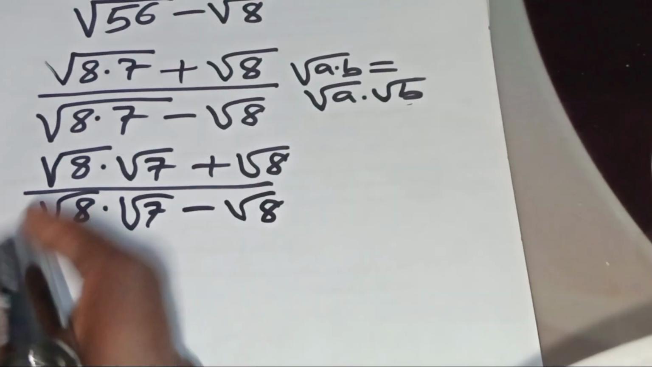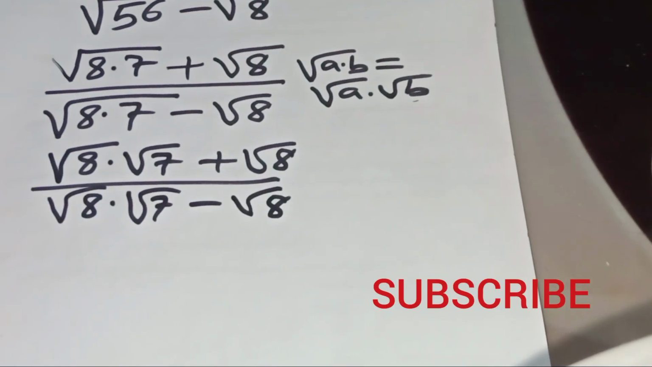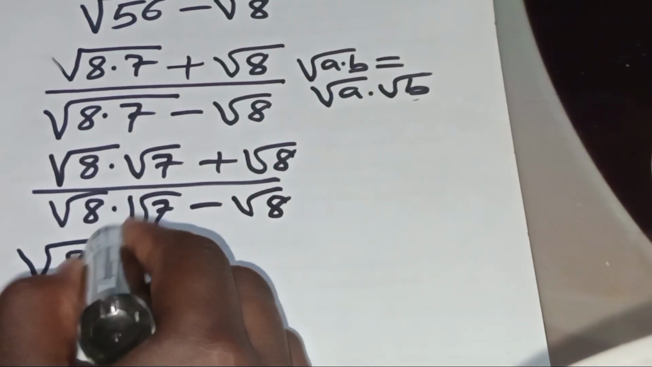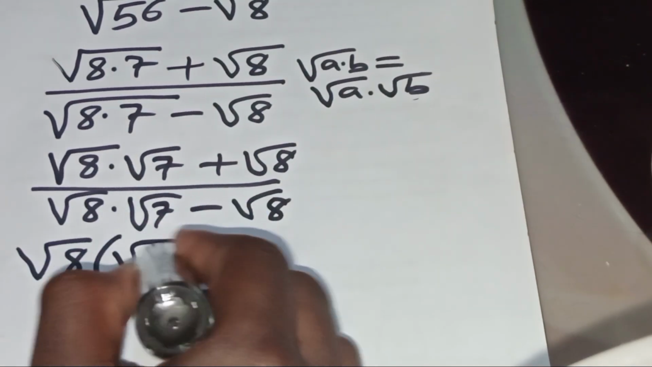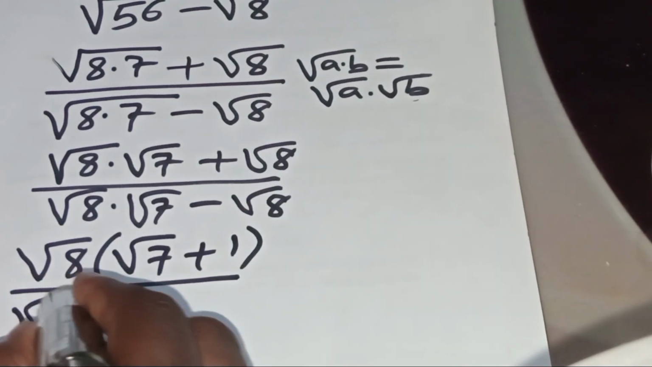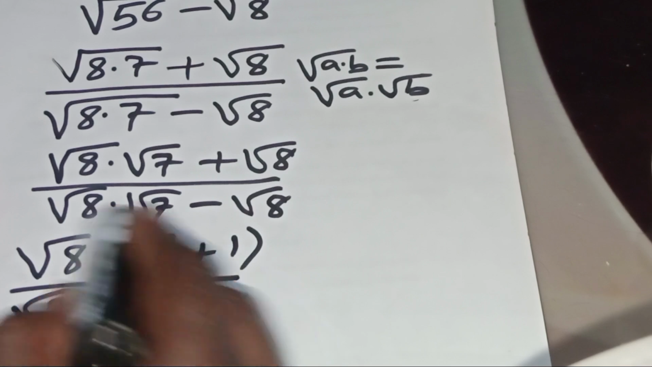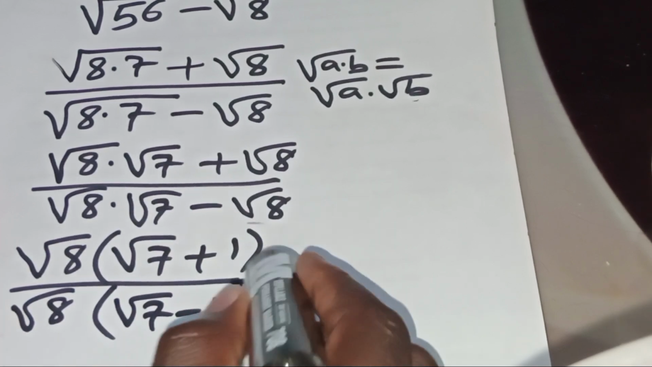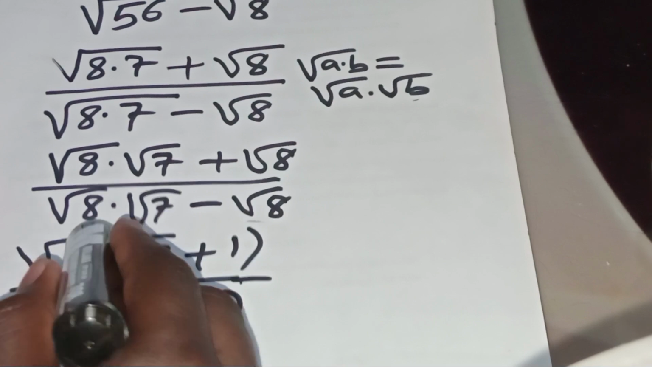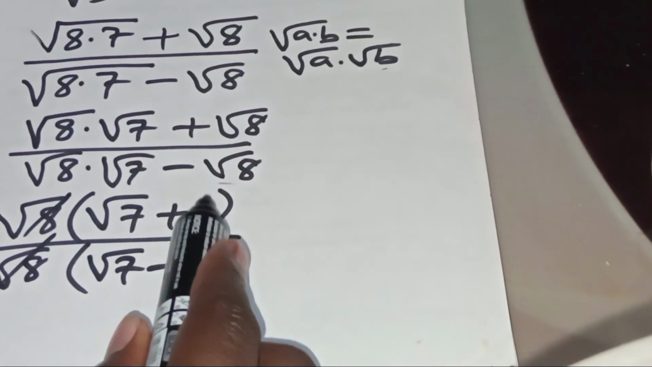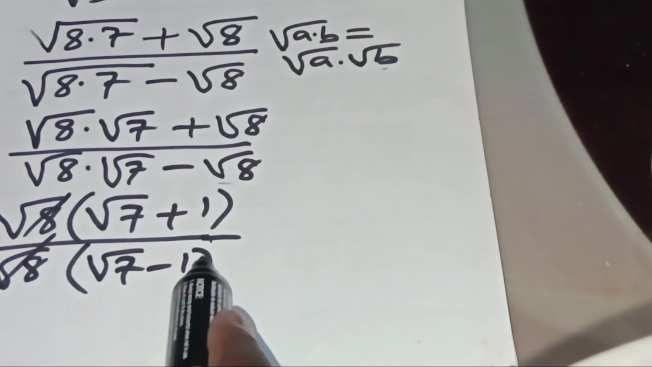Now, since the square root of 8 is common, we can factor out the square root of 8. So that we'll have the square root of 7 plus 1 divided by the square root of 8, so that in the denominator we'll have the square root of 7 subtract 1. Since the square root of 8 is common, we just simplify, so that now we have the square root of 7 plus 1 divided by the square root of 7 subtract 1.